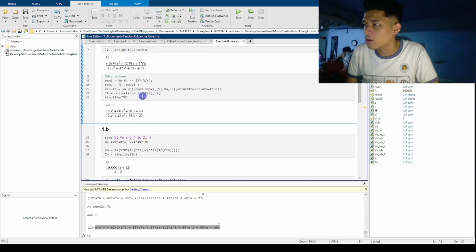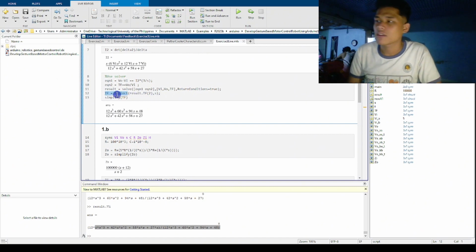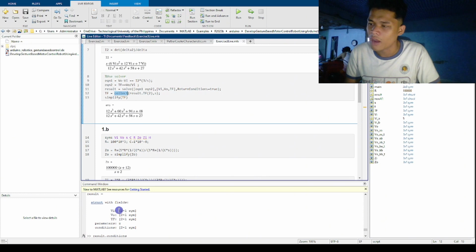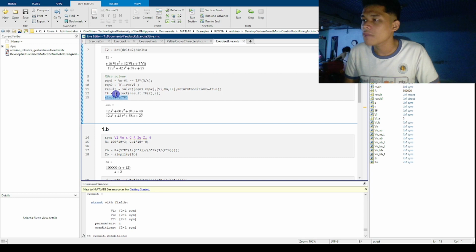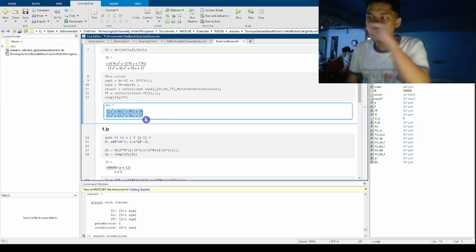By using the collect command, we simply collect only our result for TF2. The collect command simply extracts a part of the answer of one command. In our case, our command actually has multiple results, so the collect will only collect the one specific output that we require, which is the TF. Using the simplified TF, because using TF alone is still not yet simplified, we arrive at the following transfer function.